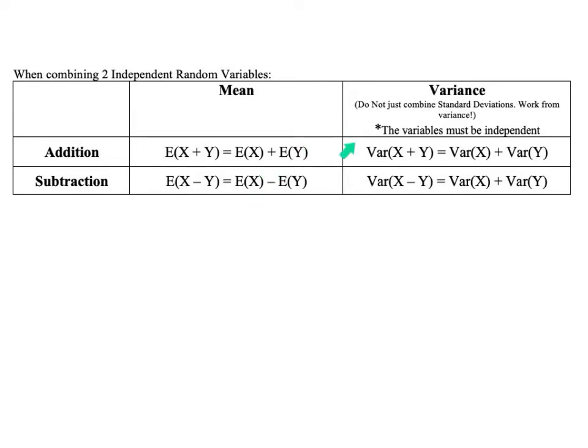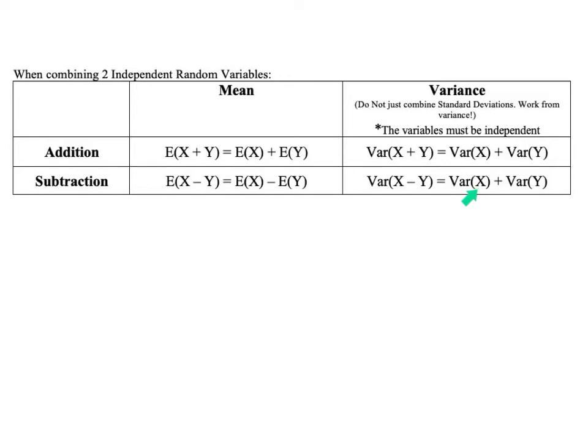Now, the variation is a little bit different. When we're finding the standard deviation, we can't just work off of our standard deviations. We have to work off the variance. And remember, the relationship is just your standard deviation squared. So when you're told to find the new standard deviation, you're going to add the variances. And if you're told to subtract two random variables and you're finding your new standard deviation, you're actually also going to add them, which is going to throw some kids off at first.